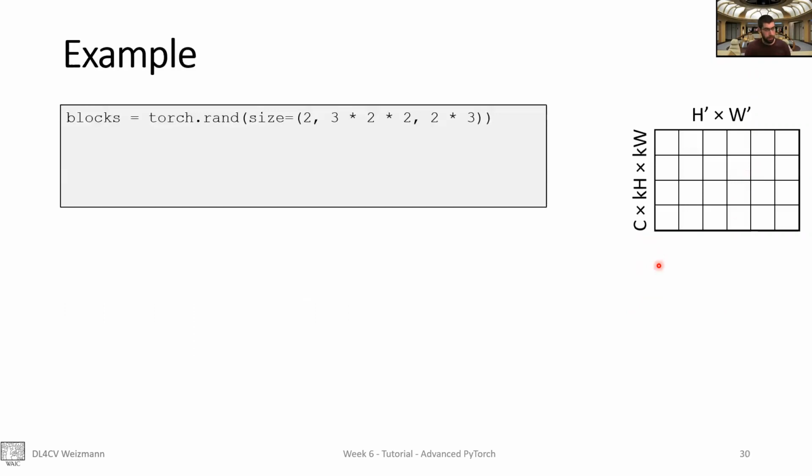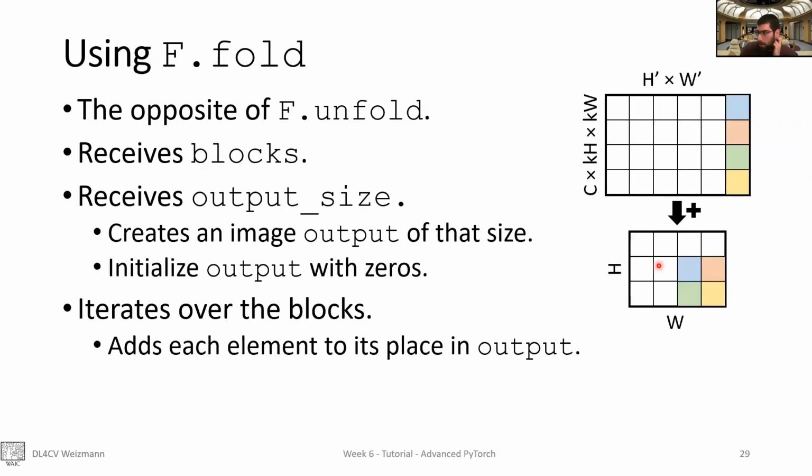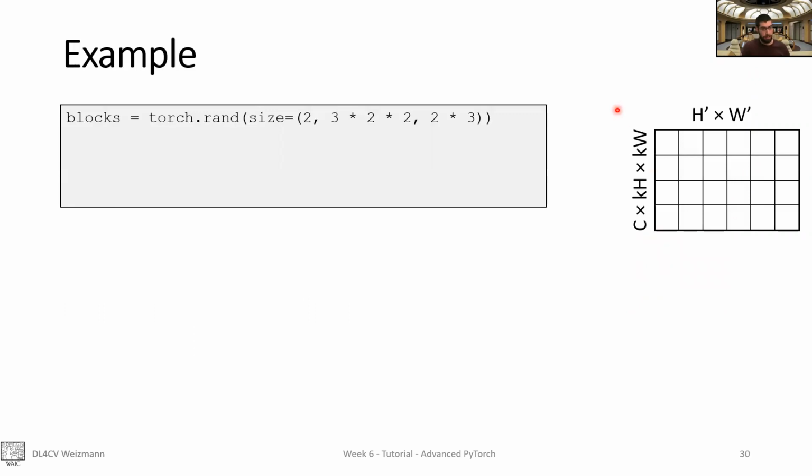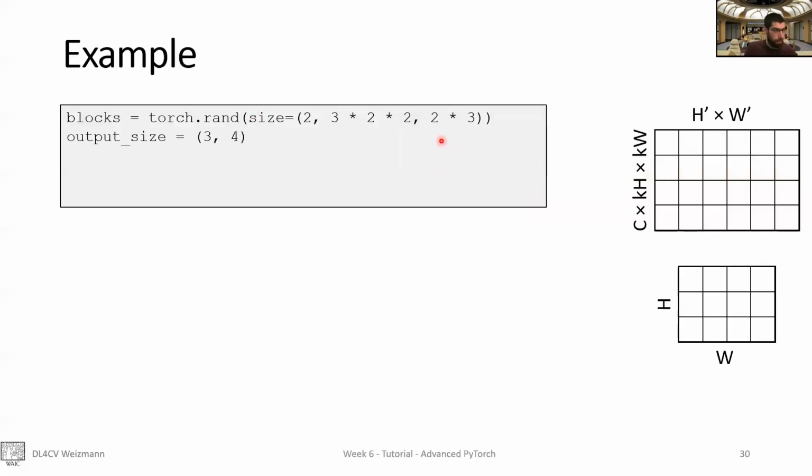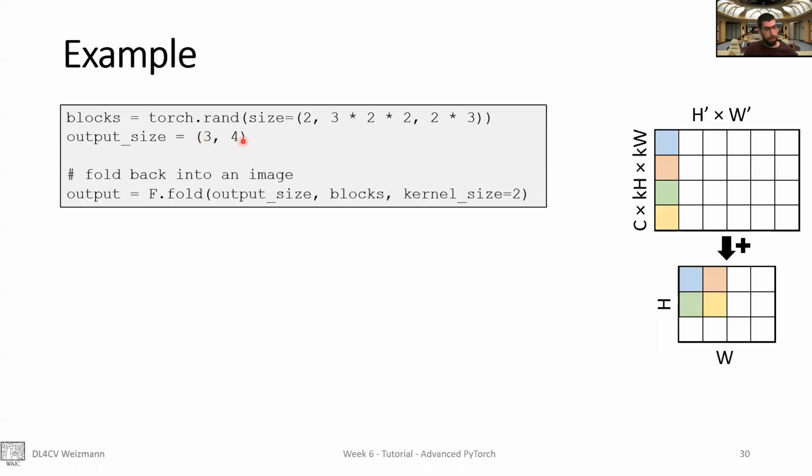Okay? So I'm guessing if you do unfold on the output, you won't get the initial input, right? Yeah, exactly. And you will see in a minute just an example showing that. So let's say we begin with the blocks we had before, of the same shape as the block tensor we created before, and the output size is 3 by 4 as before. So we put it in fold: the output size, the blocks, and the kernel size, which we must specify. What it will do is iterate over the blocks and accumulate them.